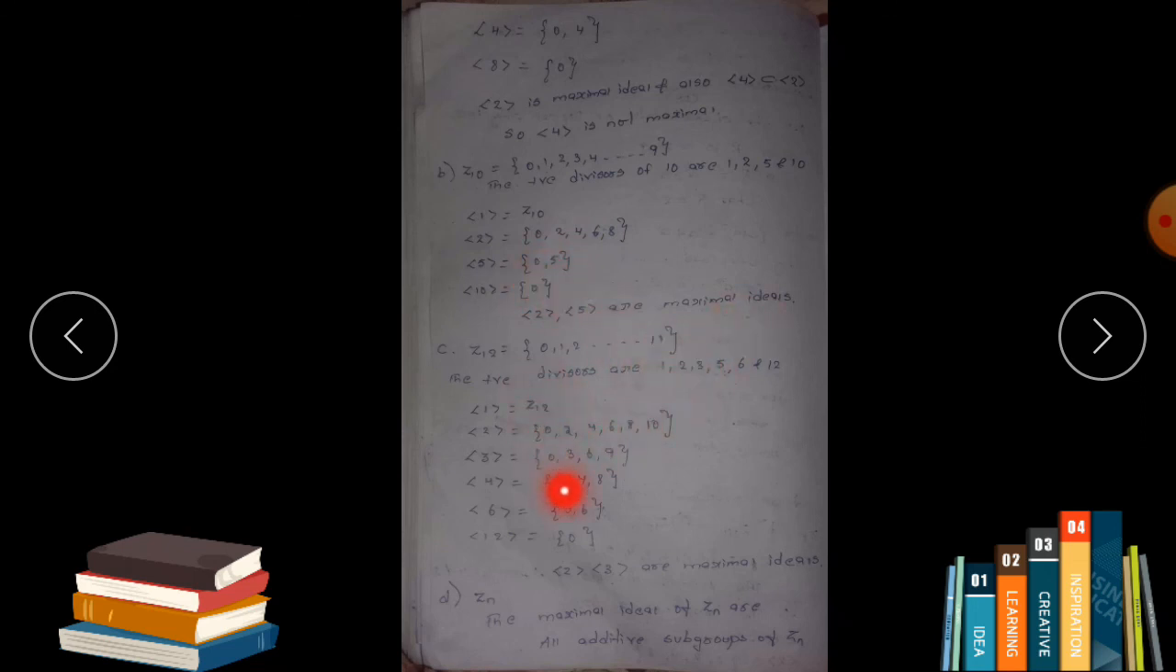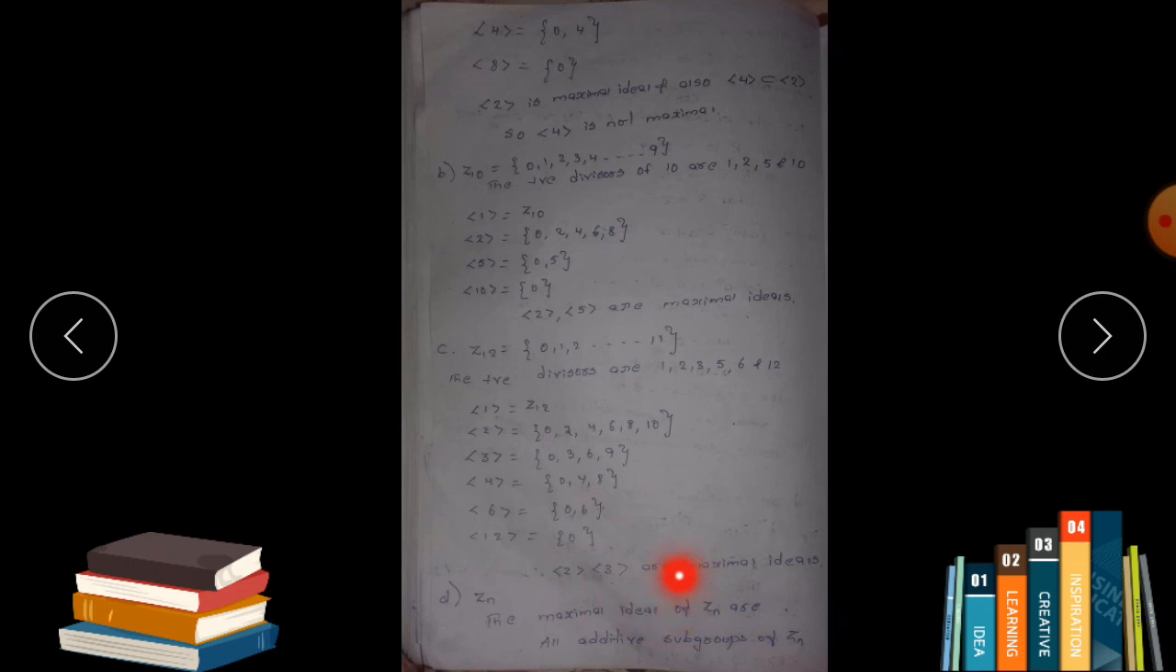Coming to the Z12 also, after writing all the generators, generator 2 has 0 and itself as the elements. Coming to generator 3 also, you have 0 and 3 itself. Now coming to the generator 6, you have 0 and 6 itself, but which is there in the generator 2, and generator 6 will be a subset of generator 2, but 6 is not equal to 2. So generator 6 is not a maximal ideal, only generator 2 and generator 3 are maximal ideals.